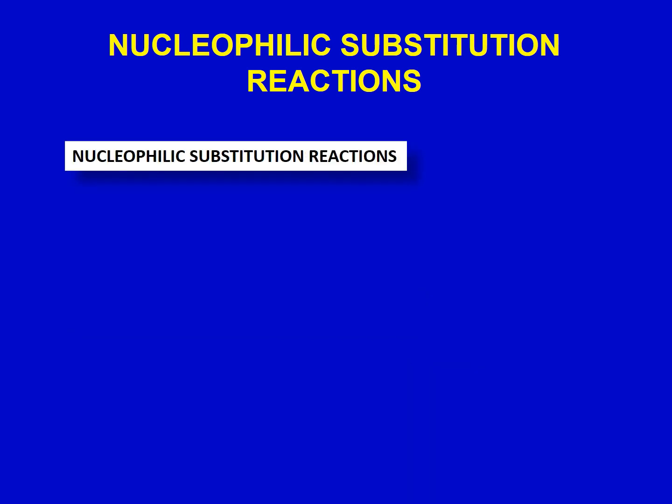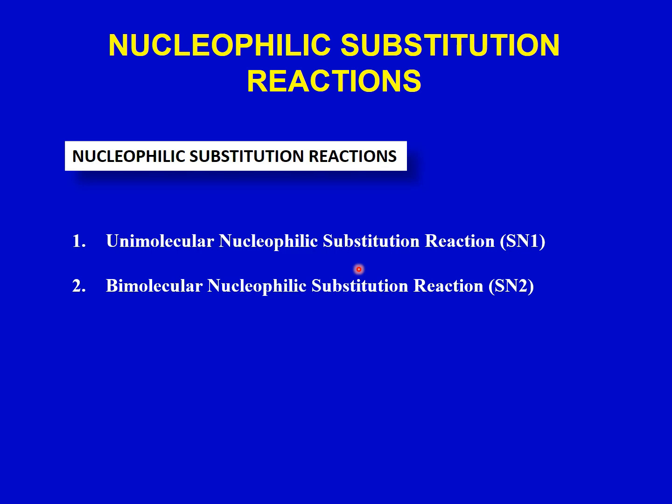Now, nucleophilic substitution reactions could be of different types, or in other words, we can say that these nucleophilic substitution reactions follow different reaction pathways or mechanisms. The first one is the unimolecular nucleophilic substitution reaction. We call it SN1 in short. It's a unimolecular reaction which is nucleophilic in nature, and of course it involves substitution. Next is the bimolecular nucleophilic substitution reaction, which we call the SN2 reaction mechanism.